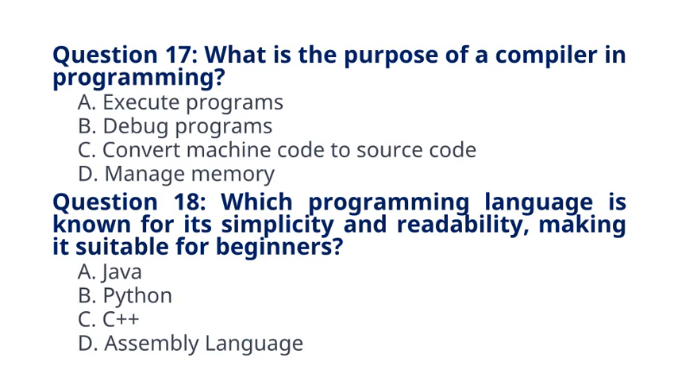Question 18. Which programming language is known for its simplicity and readability, making it suitable for beginners? A. Java. B. Python. C. C++. D. Assembly language. The correct answer to question 18 is option B. Python. Explanation. Python is known for its simplicity and readability, making it beginner-friendly.